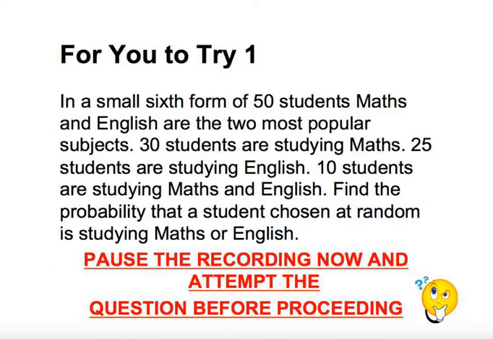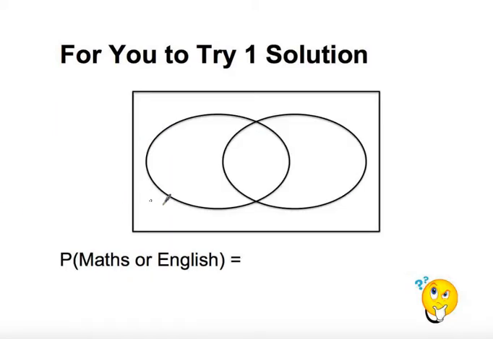Okay, well, I hope you've had a good go at that and that you've managed to get to grips with it. So if you remember, we have 50 students in total. We know 30 students are studying maths, 25 students are studying English, and 10 students are studying both. So let's put 10 students in the middle. We know that that is 10 out of 50 students. Let's label up the ovals just to make it clear which is which. So M and E for maths and English.